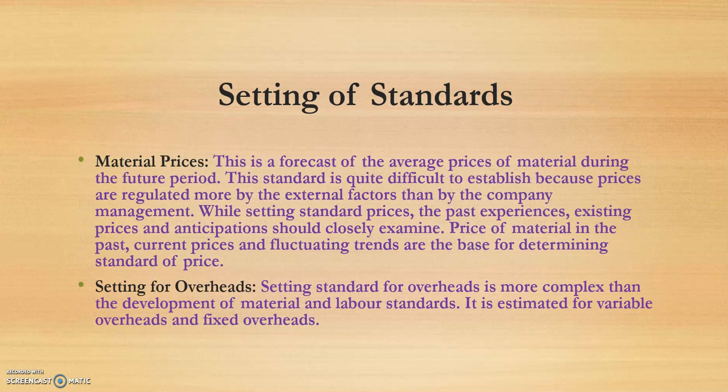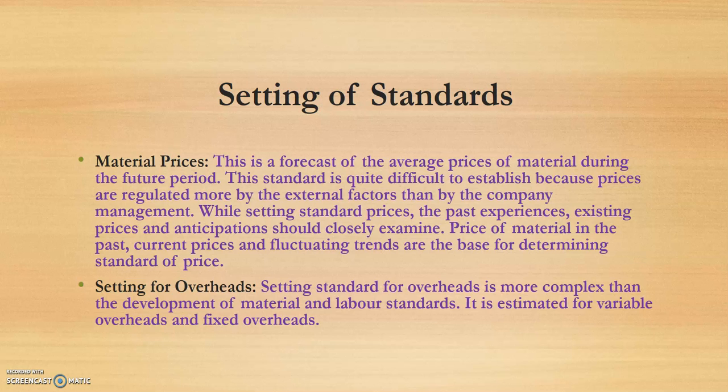Material prices. This is a forecast of the average prices of material during the future period. This standard is quite difficult to establish because prices are regulated more by the external factors than by the company management. While setting standard prices, the past experiences, existing prices and anticipations should be closely examined. Price of material in the past, current prices and fluctuating trends are the base for determining standard of price.